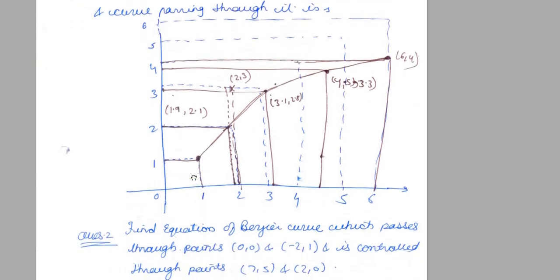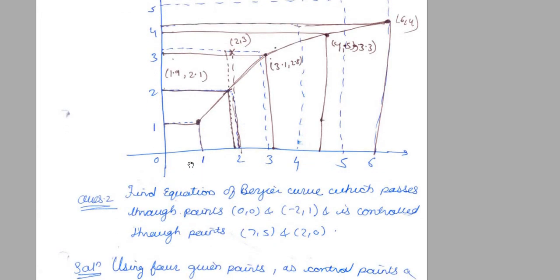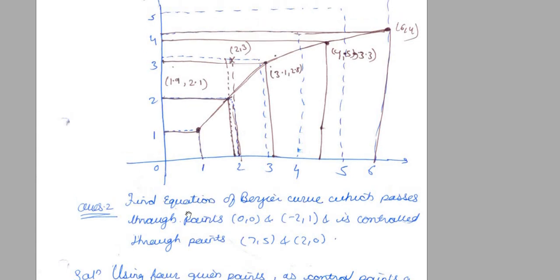If you have any doubt, you can ask me questions related to the Bezier curve, and note down your second question. This is your assignment question: find the equation for the Bezier curve which passes through the following points, and the control points are given like this.